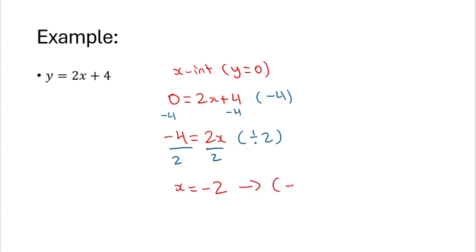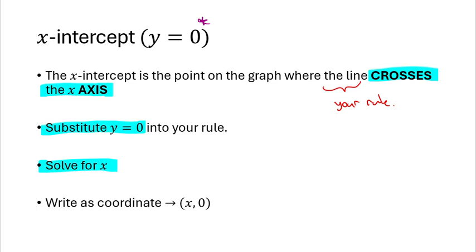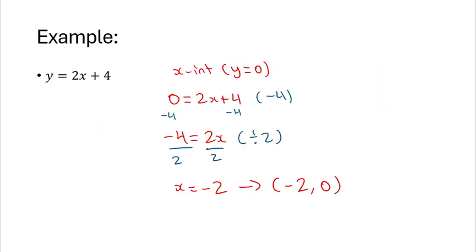And then finally, I'm going to write this as a coordinate point, negative 2, 0, because if you remember from the previous slide, write as coordinate x, 0, just like that. And that's what I've done, because I found x is negative 2, just replace it.